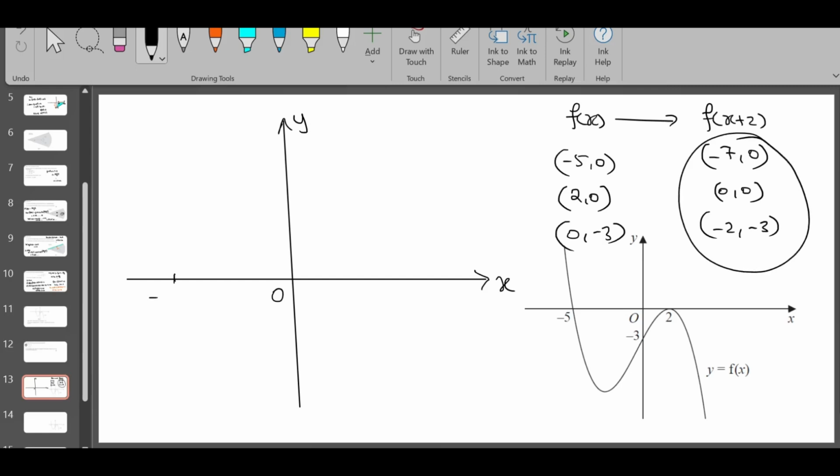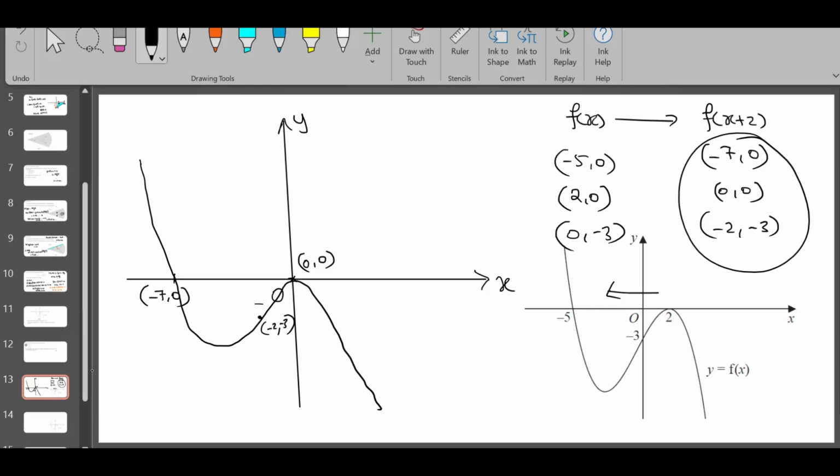Minus 7, 0. 0, 0 is here. Minus 2, minus 3. Okay, so move the whole graph to the left side. Make sure it passes through the origin. So you're going to get this graph. You'll have another point here, minus 2, minus 3. This is 0, 0. That's all.